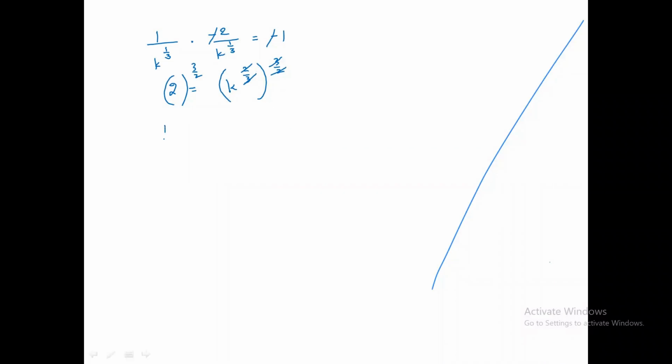I'll get the value of k. K is 2 power 3 by 2, that is 2 cube whole power 1 by 2, that is square root of 8. We got k is square root of 8. But they are asking us to find k square, which will be 8. And this is there in the option. So we can go to this option. This is the final answer for the question.